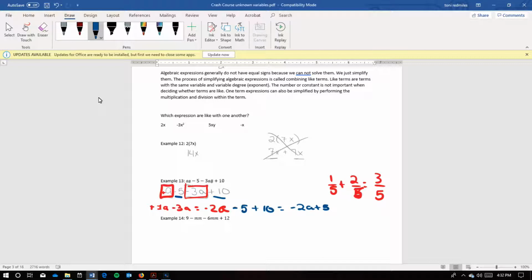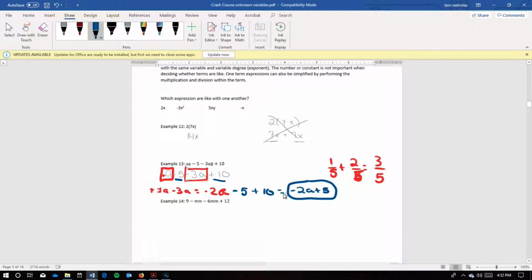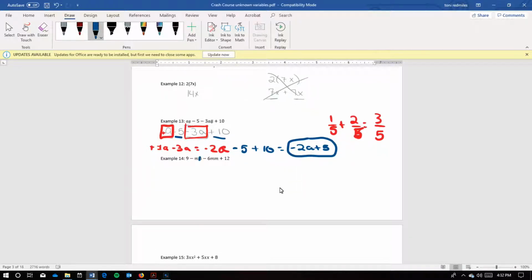And so we can't reduce this anymore. And so we're just done. I can't combine the -2A with the 5. They don't share the same variable. So that is my ending answer. Again, my thing keeps doubling these variables.